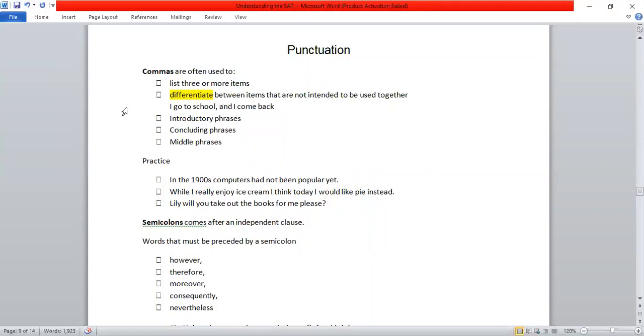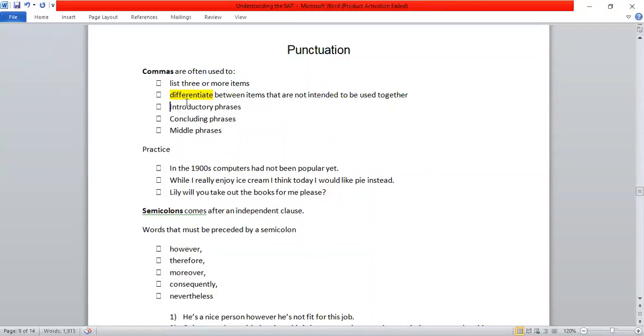Okay. Next. Now, if I look at introductory phrases or concluding phrases or middle phrases, comma can be used in all of these three. Let's look at some example to find out what I really mean by all these phrases. Let's look at this sentence. In the 1900s, computers had not been popular yet. What's my sentence here? If you observe carefully, a sentence means a subject and a verb going together and giving a complete meaning. Computers had not been popular yet. Yes, that's a complete sentence.